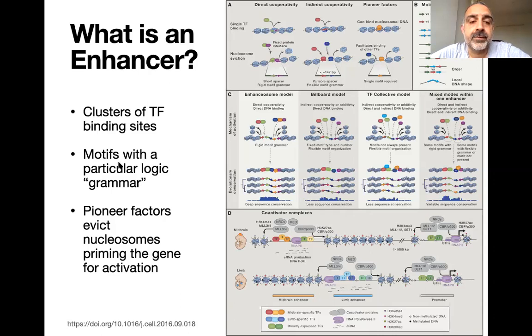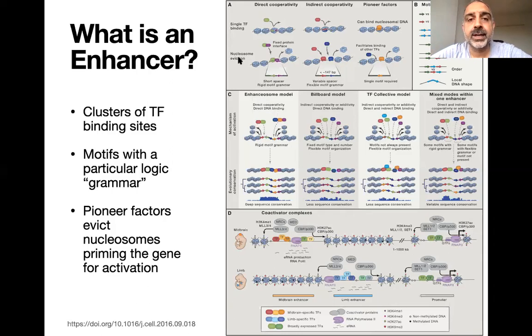So you can get motifs, these clusters, with a particular logic, which is called a grammar. And so here these clusters act cooperatively to direct DNA binding. And so here they need to be in a particular orientation, in a particular spacing to allow, number one, the transcription to be enhanced.